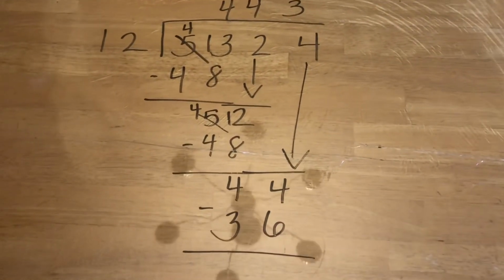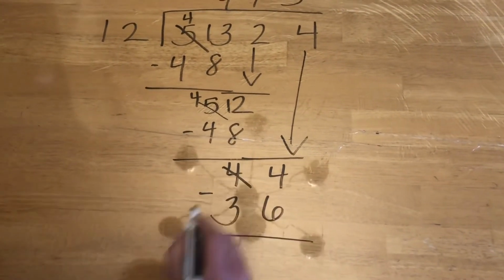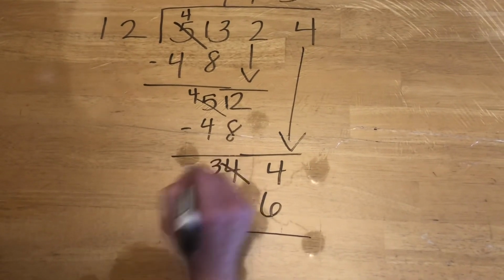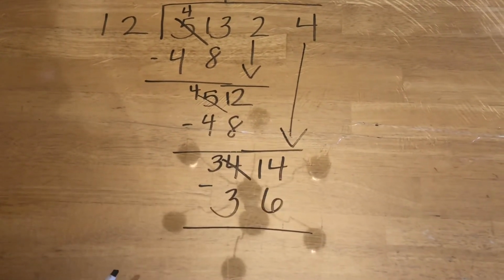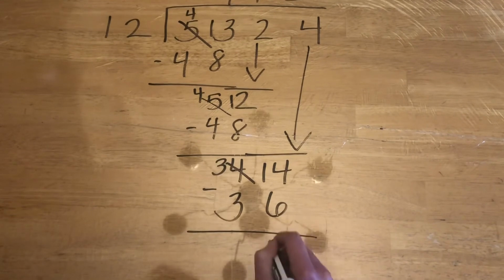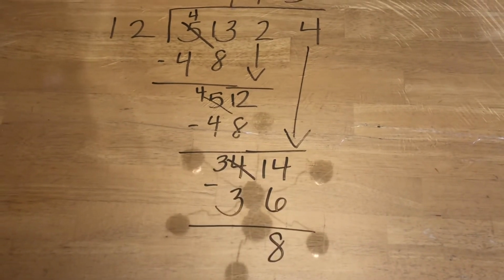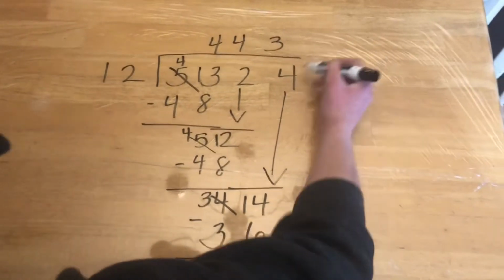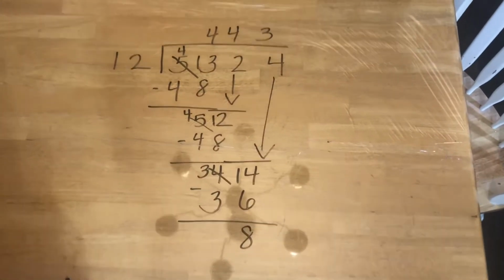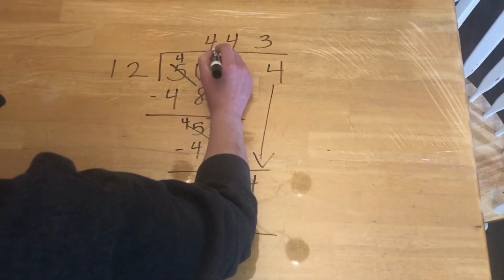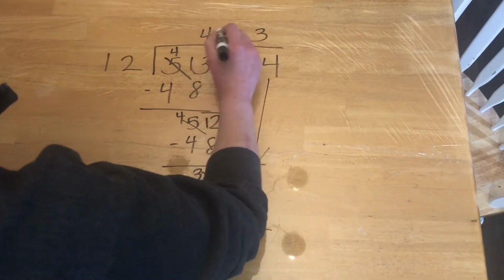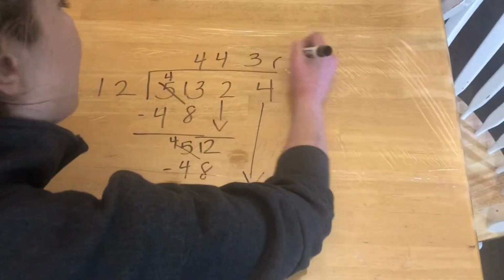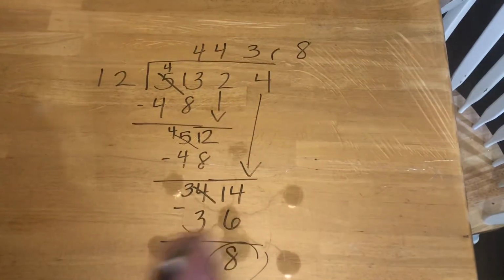I can't do 4 minus 6, so I'll have to regroup this 4. Make that 3. Now I have 14 minus 6, so I get 8, and 3 minus 3 is 0. And I have nothing else that I can bring down. So my answer, my quotient is 443, remainder 8.